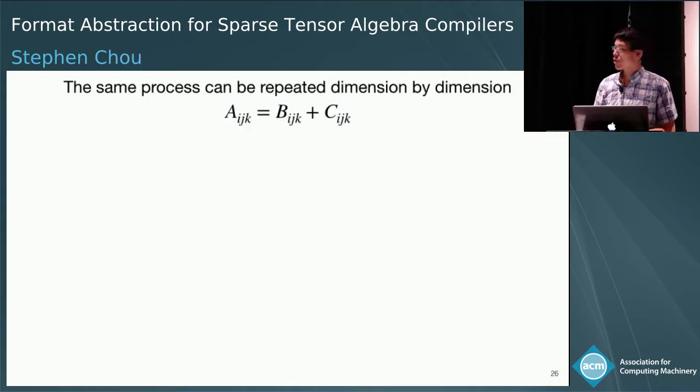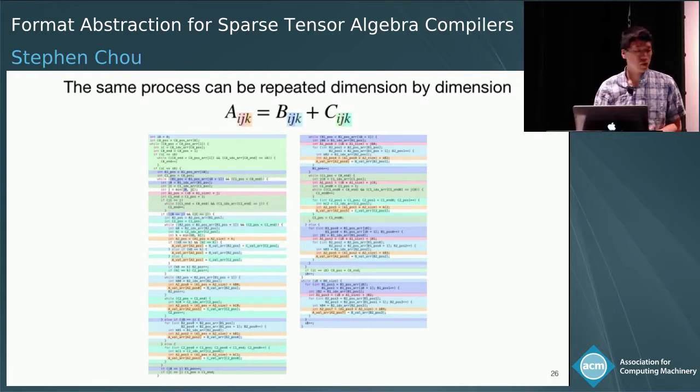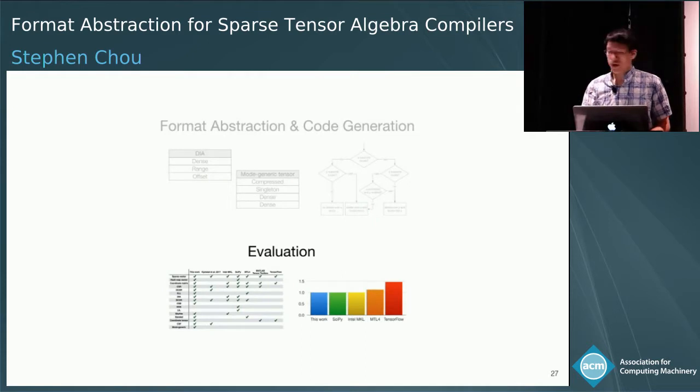And so that shows how we can generate efficient code to compute with any combination of level formats. And again, we can apply this technique dimension by dimension to get code that computes on tensors with any number of dimensions. And as we can see here, such code can iterate over and access the various dimensions of the operands in very complex interleaved ways, which makes the code very difficult to write by hand. So that's a brief summary of our technique.